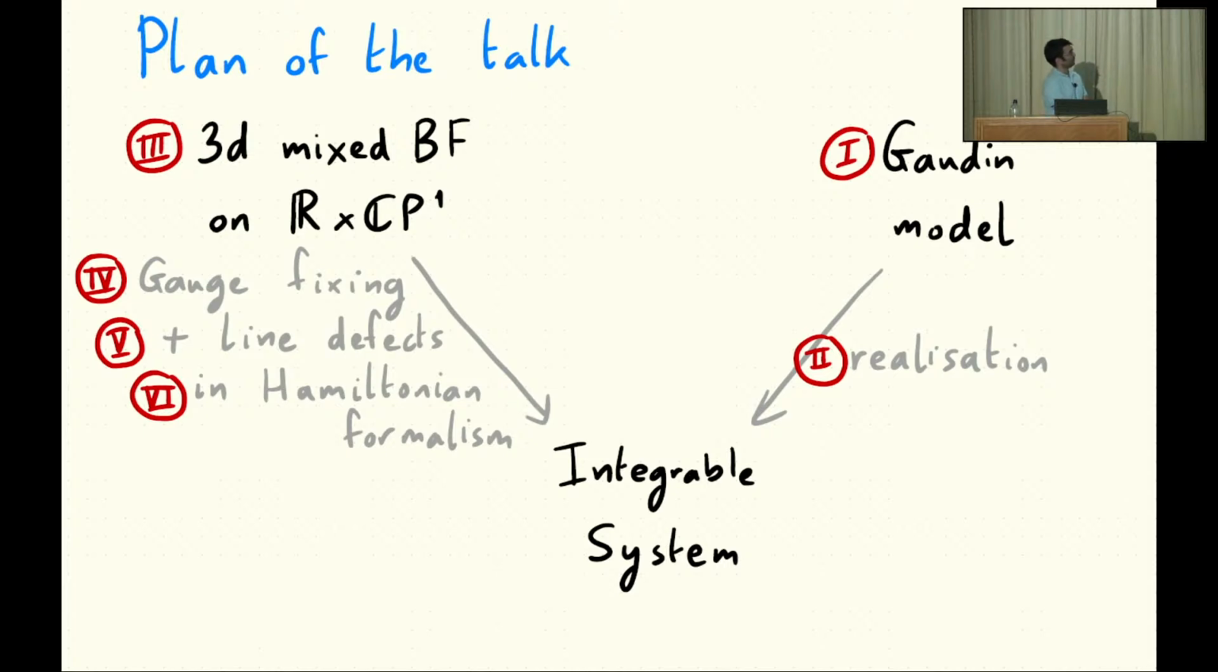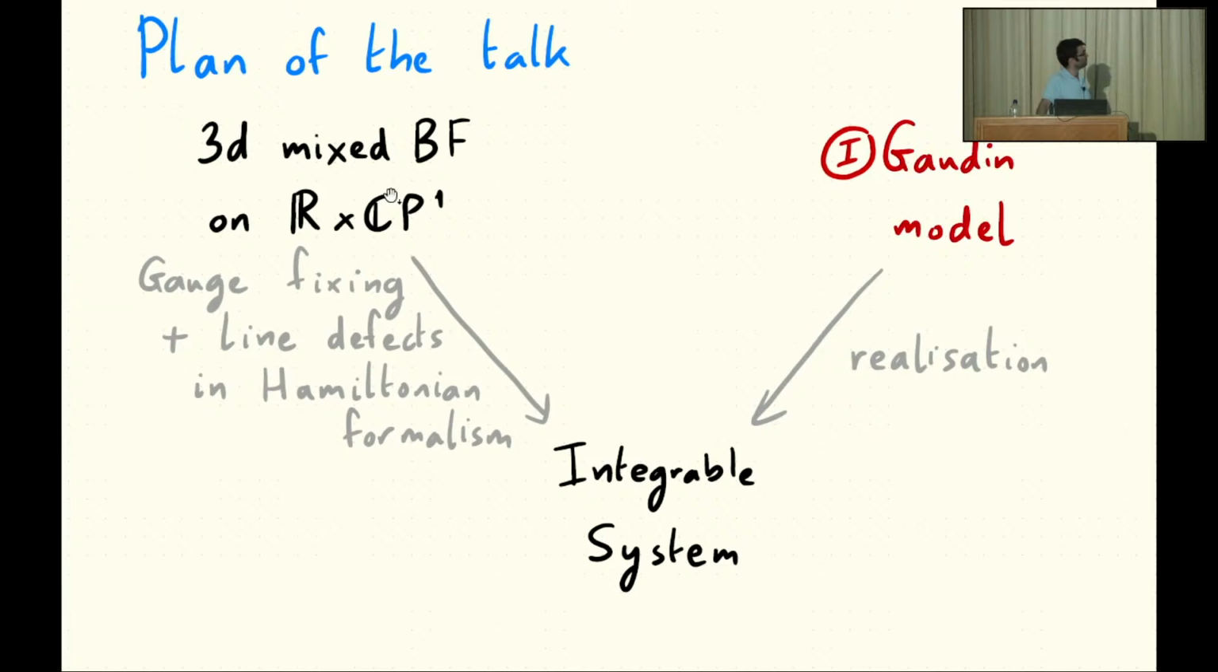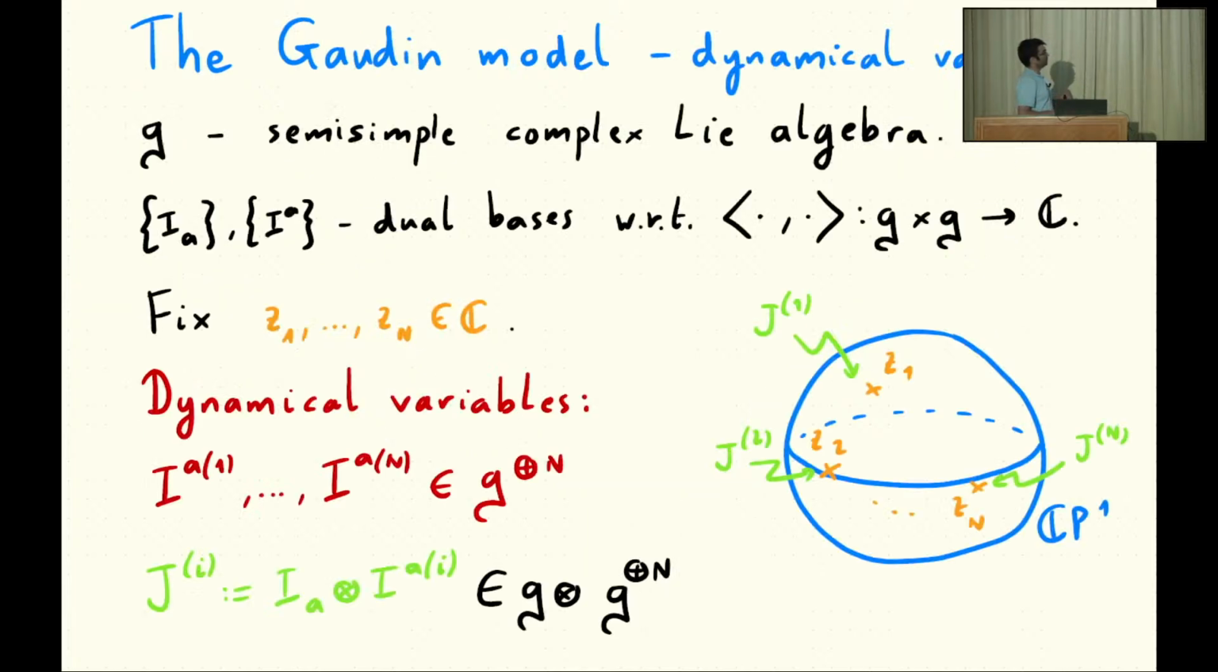So I'm going to start with reminding you or telling you what the Gaudin model is. I'll focus on the case of a finite dimensional Lie algebra. And then I'll give you an example of a realization to produce a concrete integrable system out of it. So you should think of the Gaudin model as sort of a universal integrable model based on a Lie algebra, but then if you realize the Lie algebra in a certain way, you get specific integrable models. And then I'll explain how to get the same model down here from 3D mixed BF theory. Okay, so it's broken down into various steps, so I'll explain these steps after introducing 3D mixed BF theory. Okay, so let me start by recalling what the Gaudin model is.